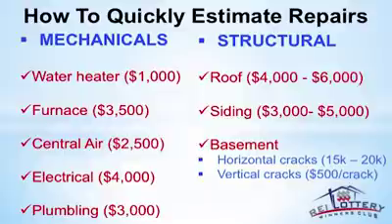Again, these are ranges because you're wholesaling these deals. Plumbing, $3,000. Roof is around $4,000 to $6,000, depending on the square feet. Your siding can be from $3,000 to $5,000.